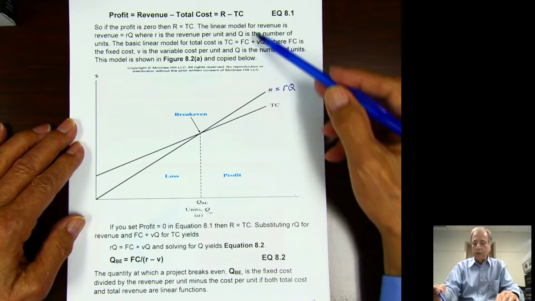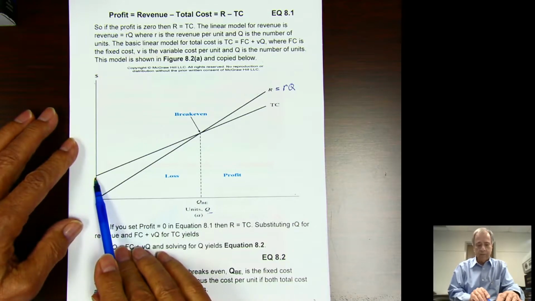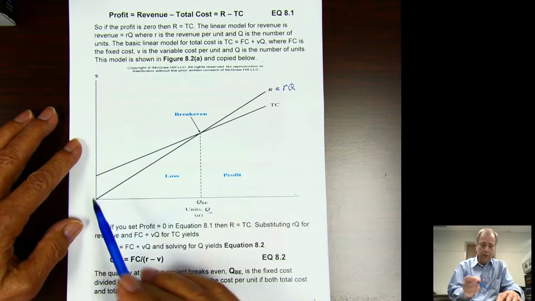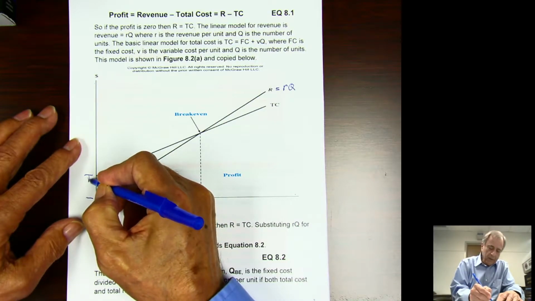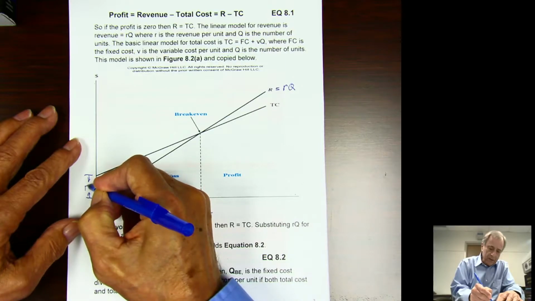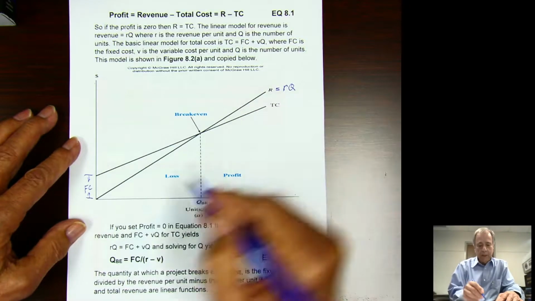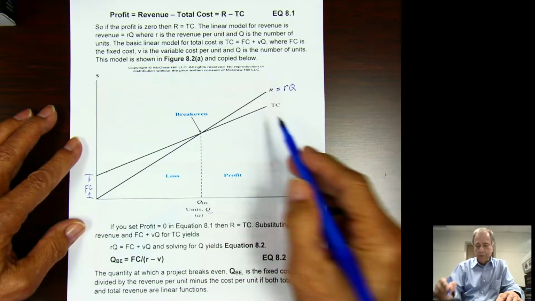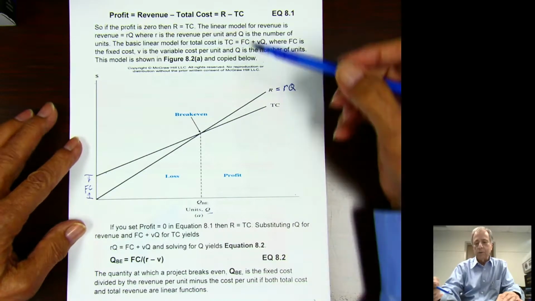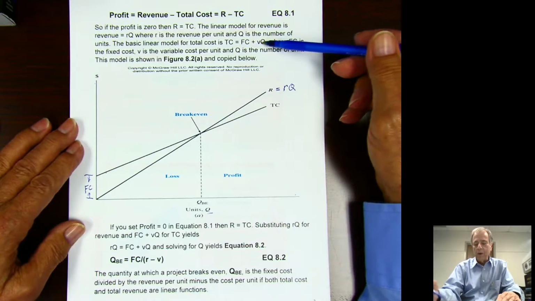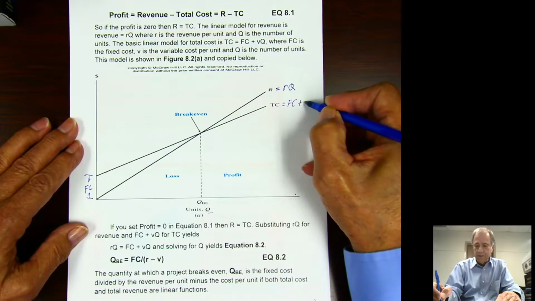And the total cost function, though, does not start at 0, 0. It starts here, a little bit up the scale, and this distance here is called the fixed cost. Okay, so you have the fixed cost, which is a constant number, plus then you have a variable cost. So the slope of this line is V, where V is equal to the variable cost per unit. So total cost is fixed cost plus V times Q.